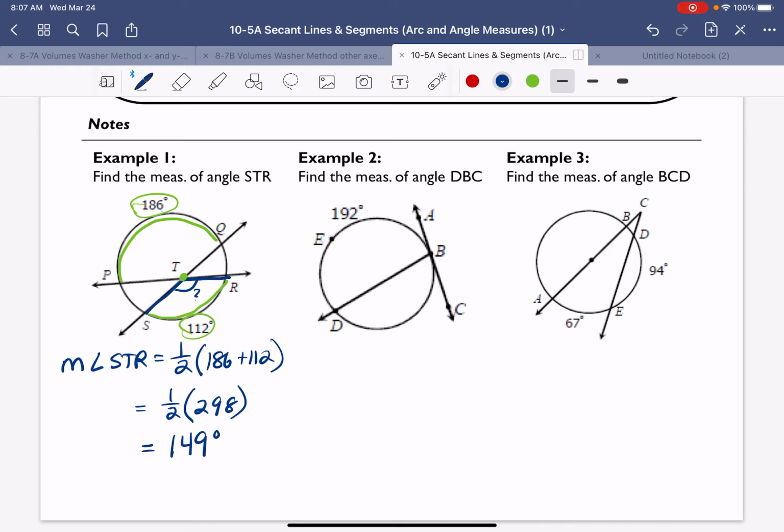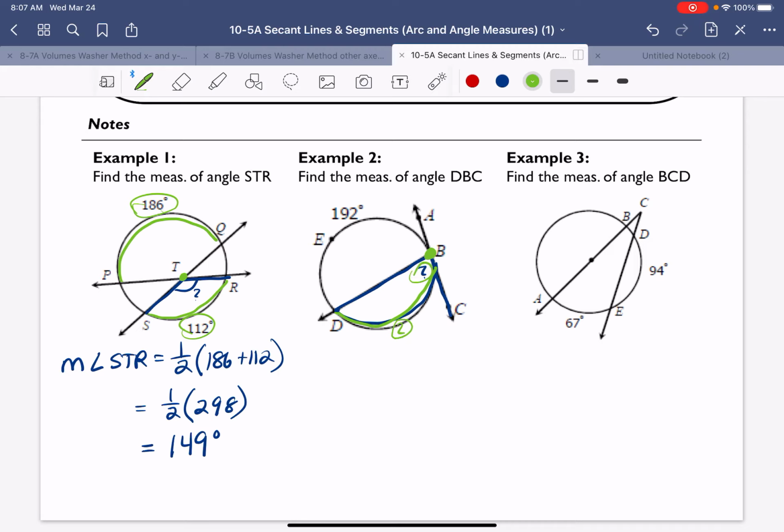Now, if I look at example 2, it says find the measure of angle DBC. So from D to B to C. Again, this is an intersection that's on the circle. When I think about an intersection on the circle, if I want to know the measure of that angle, I probably would like to know the measure of the arc that connects to that. The arc that's connected to that. I don't really know the measure of this arc, so if I don't know that, how am I going to know the measure of the angle?